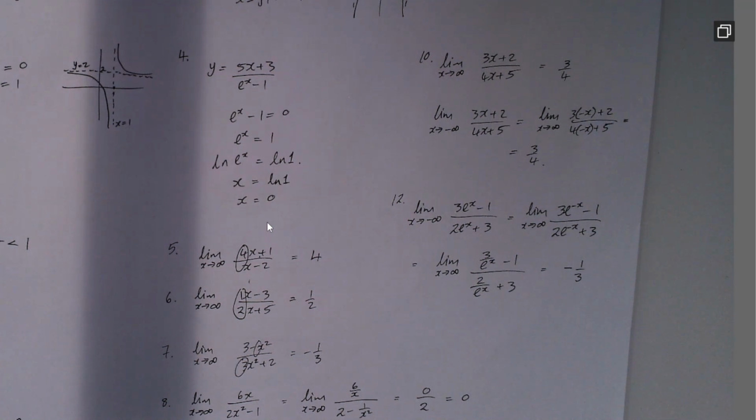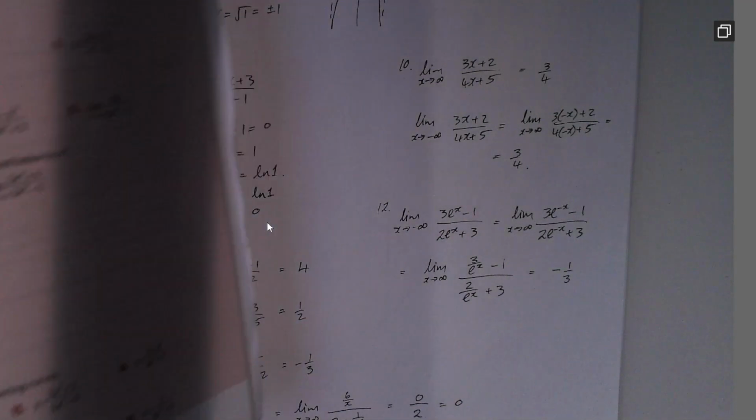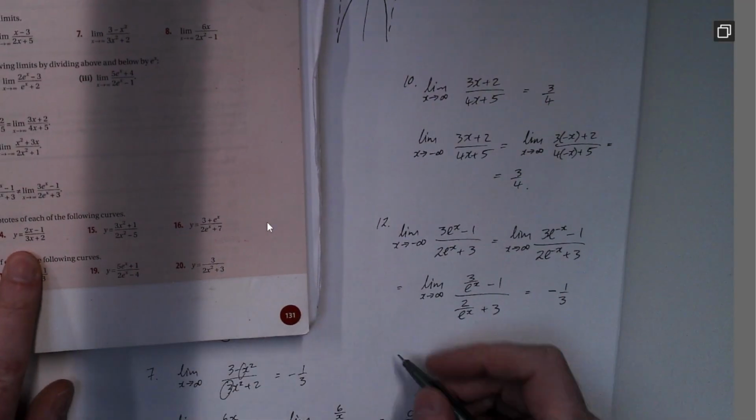For the horizontal asymptote, we take the limit. So we want the limit of the function. Okay, so question 3. The vertical asymptote: minus 2. 3x plus 2 equals 0. I can do just let the bottom equal 0.